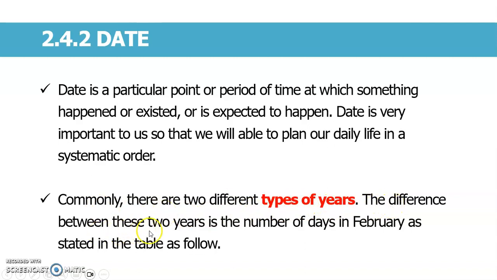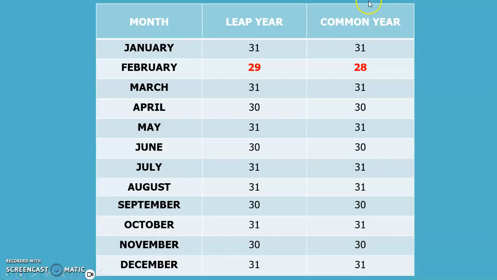The difference between these 2 years is the number of days in February, as stated in the table below. So you can see here you have a leap year, in Malay we call it tahun lompat, and also a common year. What's the difference between these 2 years? In a leap year, or tahun lompat, February has 29 days, but in a common year, February will have 28 days. And the rest of the months will be the same.